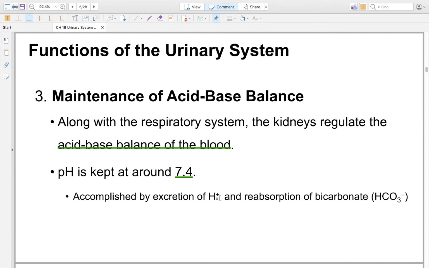Now remember, this takes us all the way back to what makes an acid. Having a high concentration of hydrogen ions makes an acid, and having a low concentration of hydrogen ions makes a base. So by releasing hydrogen ion or reabsorbing hydrogen ion, this will allow for this perfect acid-base balance.